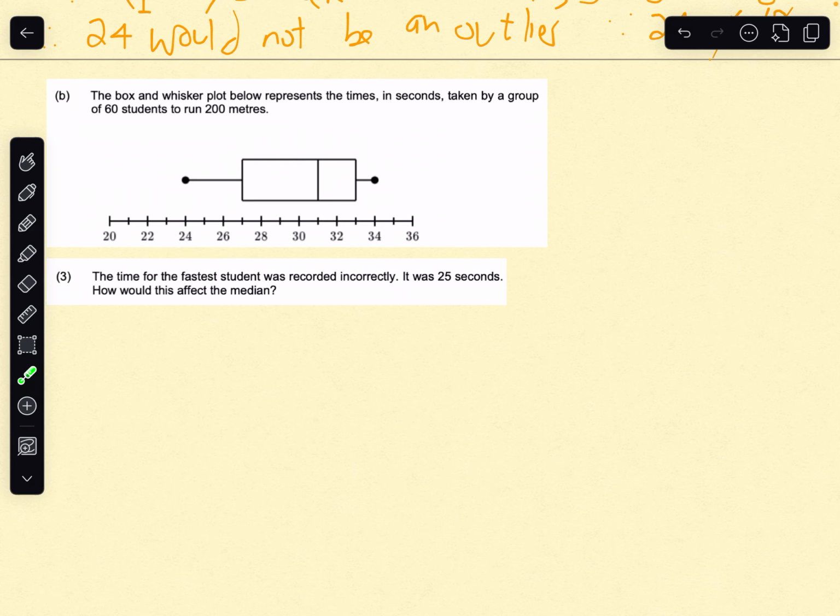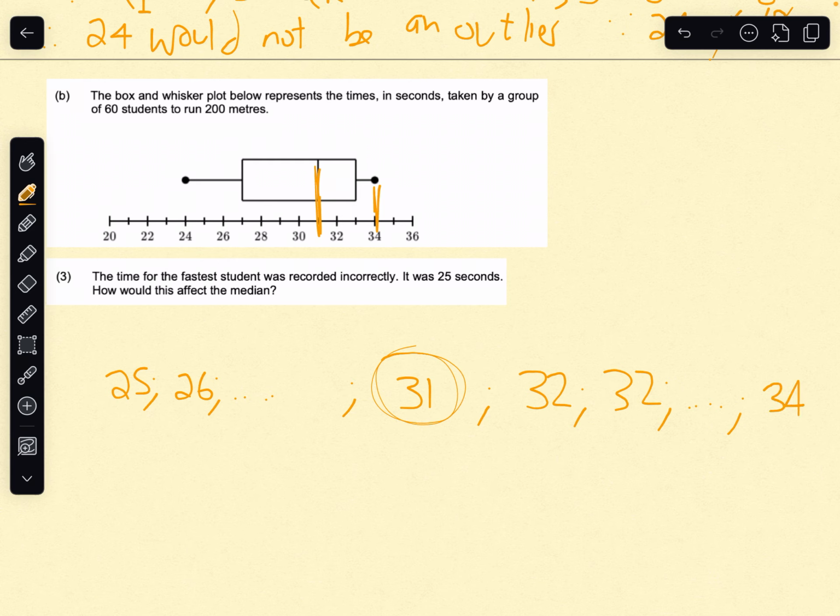Right? It does not affect the median because, remember, the median is the midpoint. If your times were 25 and then 26 and so on, ordered from smallest to biggest, somewhere in the middle you would have this 31, and then you would have 32, and so on until we get to the last point, which is 34. So whether this is 25 or 24 is immaterial. It doesn't move. You're just shuffling values in the bottom half, so that's not going to impact what we determine to be the middle.